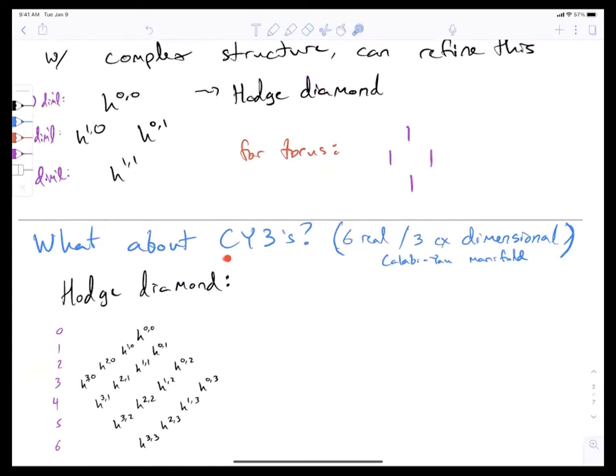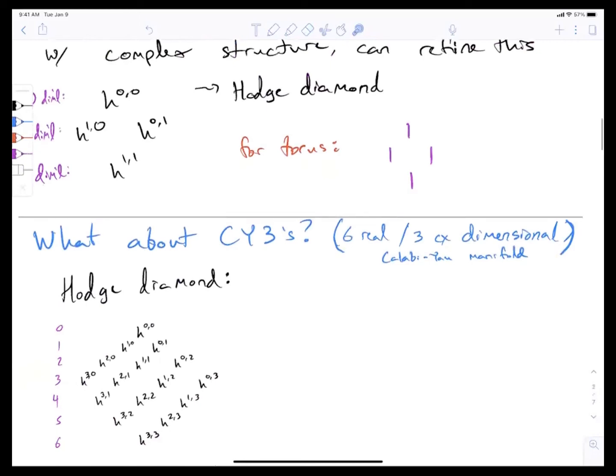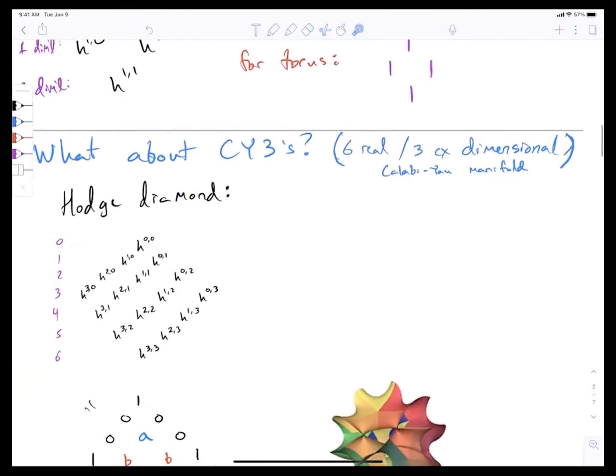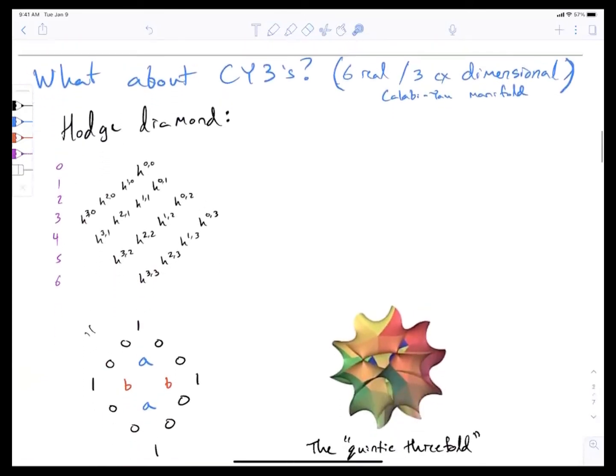And some algebraic topology tells us that if we have this Calabi-Yau condition, then a lot of these numbers are determined already. So the Hodge diamond ends up looking like this. The outside is fully determined. We're always going to be connected. So there's one 0-dimensional hole, one 6-dimensional hole.